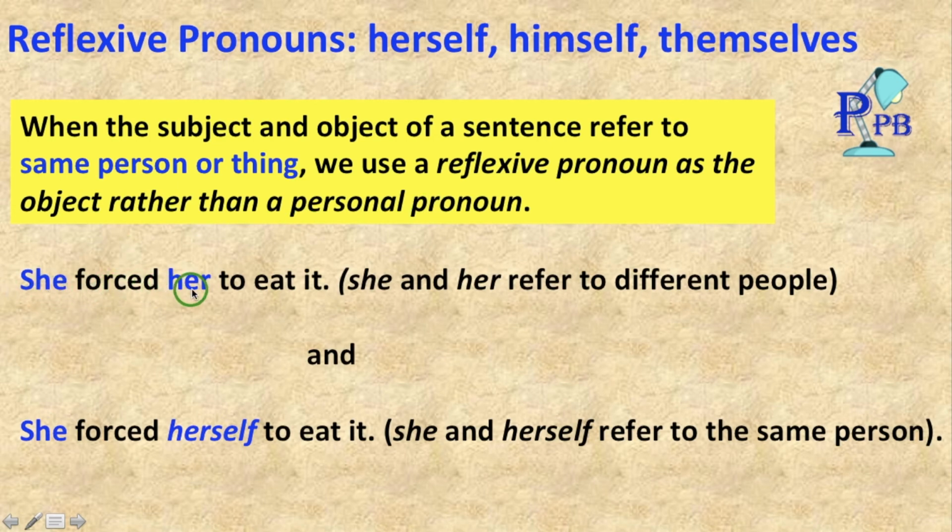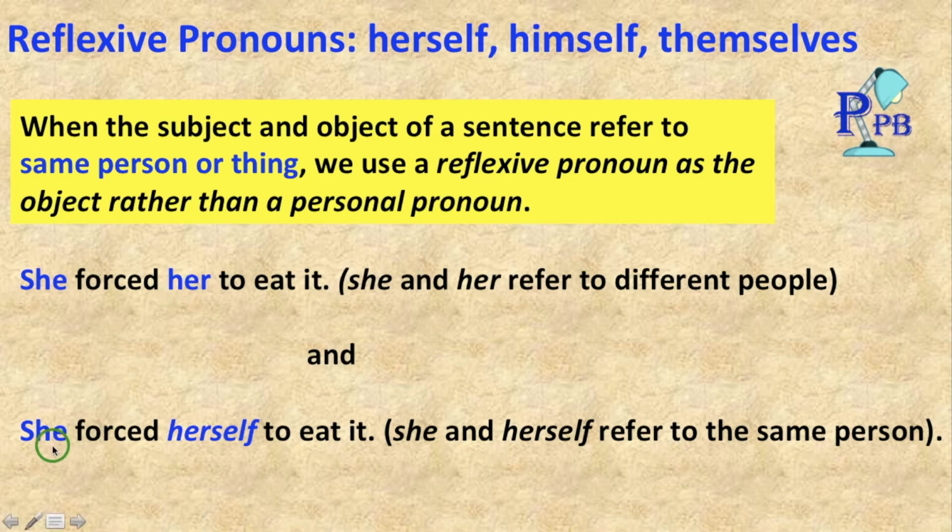She forced her to eat it. Here, in this example, we find she and her refer to different persons. She and her are not the same person. So, in that case, her is a personal pronoun. When the subject and object refer to different persons, we have to use a personal pronoun.